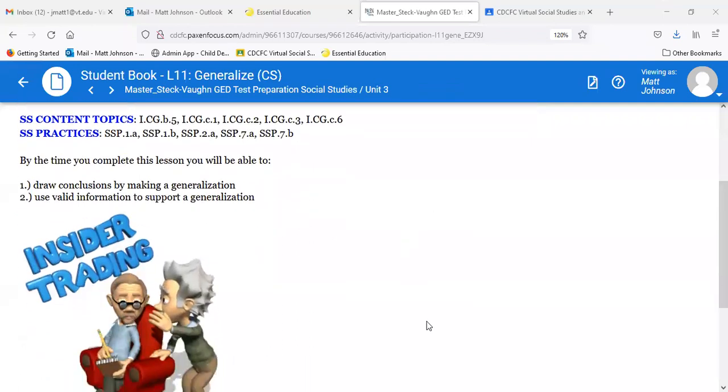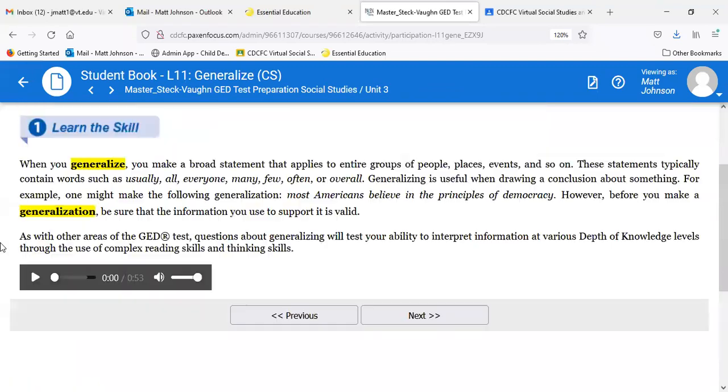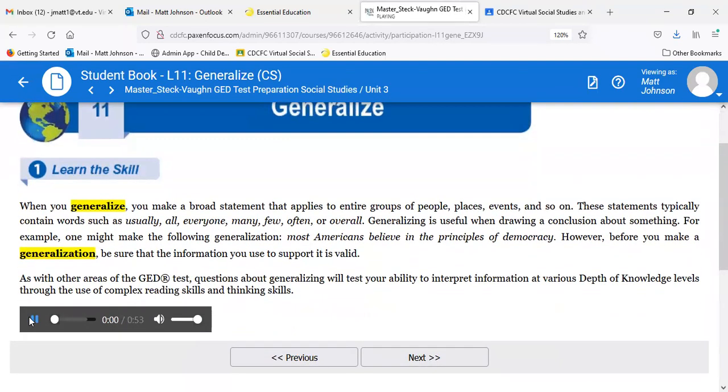All right, let's get to our audio here. When you generalize, you make a broad statement that applies to entire groups of people, places, events, and so on. These statements typically contain words such as usually, all, everyone, many, few, often, or overall.